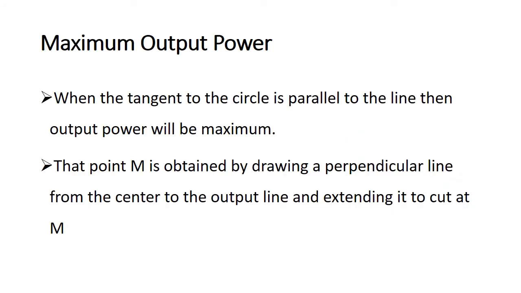How do you get the maximum output power? Well, we get the maximum output power when the tangent to the circle is parallel to the output line. The point M, the maximum power point, as seen in the previous slide, is obtained by drawing a perpendicular line from the center to the output line and extending it to cut at M.